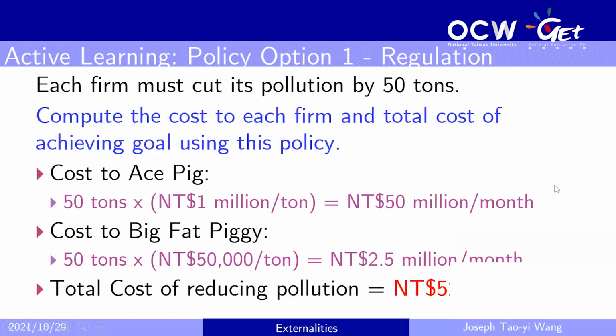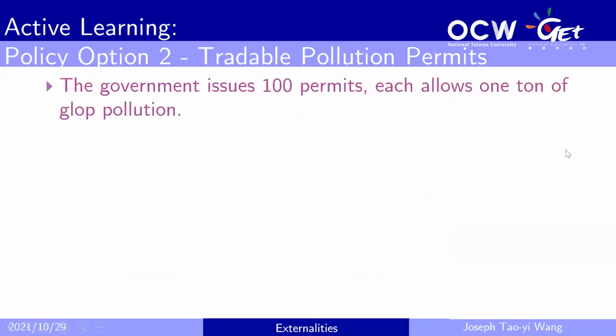So that's why the last answer is correct. It's above 50 million NT dollars. All right, so now let's look at tradable pollution permits. So remember, the goal is to reduce total pollution by 100 tons. So the government says, how about this?